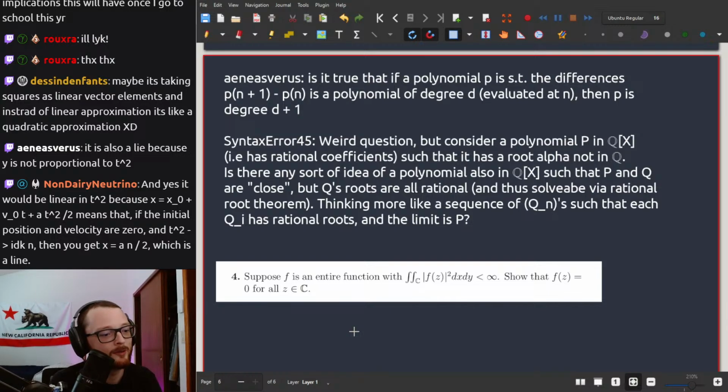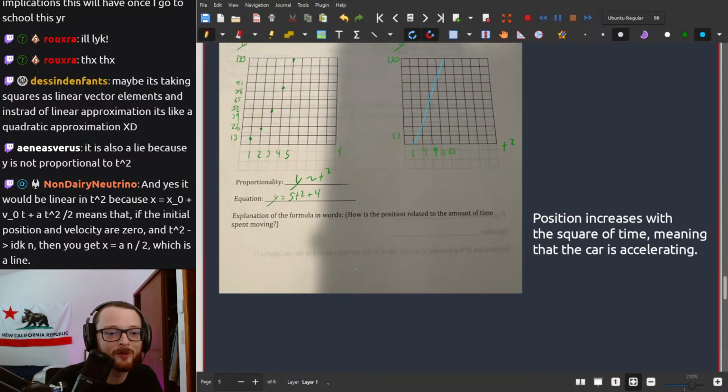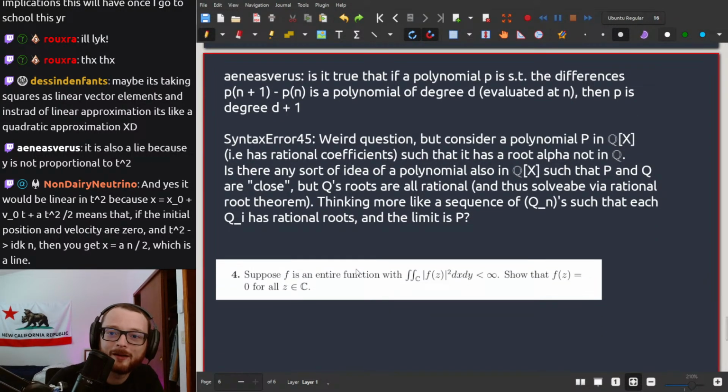Will be linear in t squared. Position, velocity is 0. And t squared is idk. X equals a t squared over 2. That's kind of why I was thinking they wanted something like that, but it could be just a dirty by-hand linear regression too. I honestly am confused by which one they want. I think both of those are reasonable enough interpretations of the question. And I just think it's a crappy question.